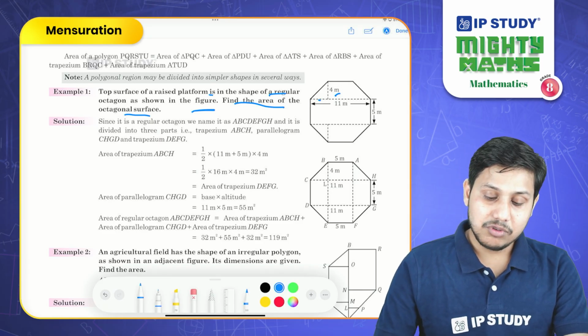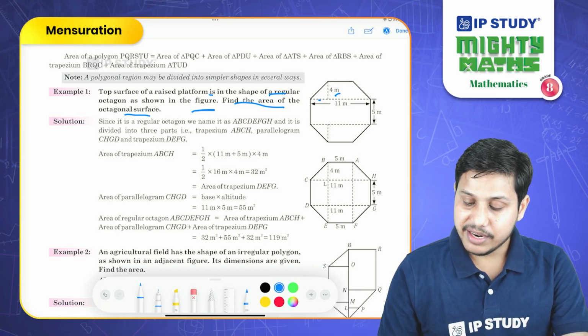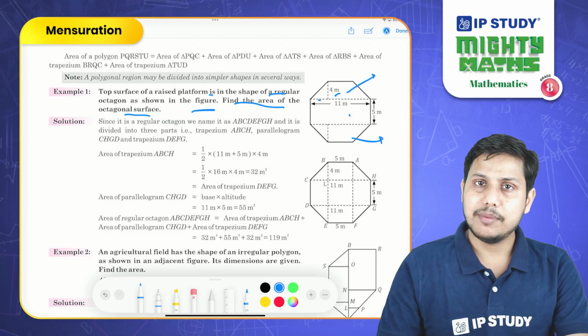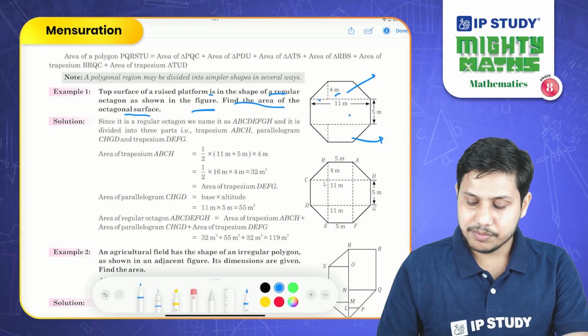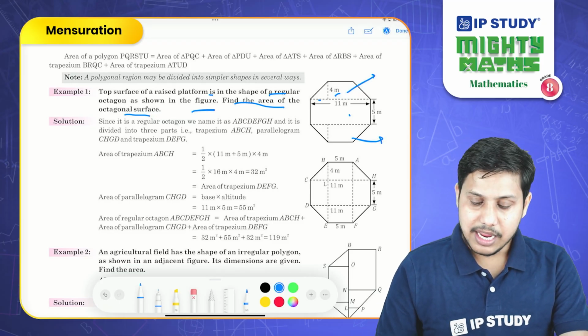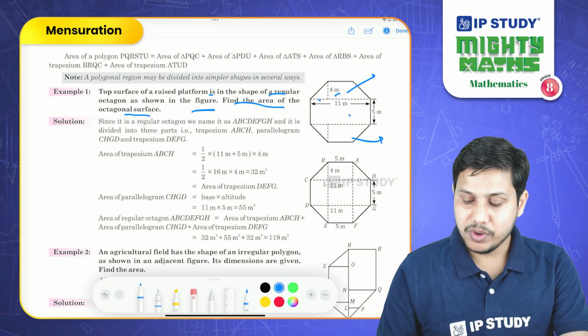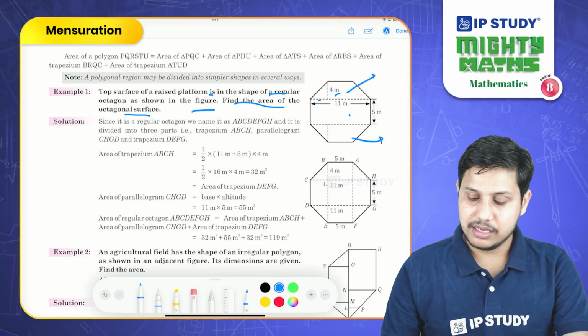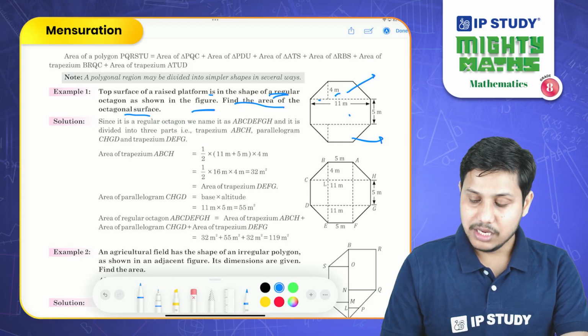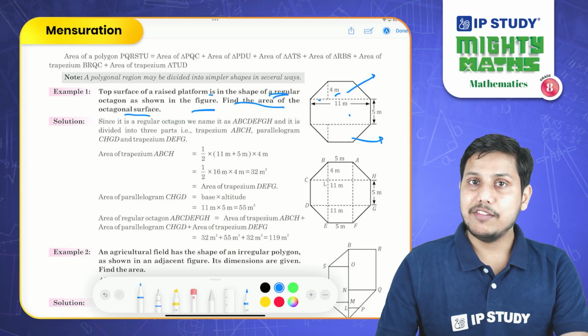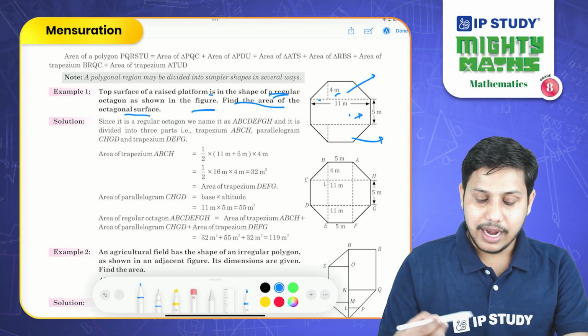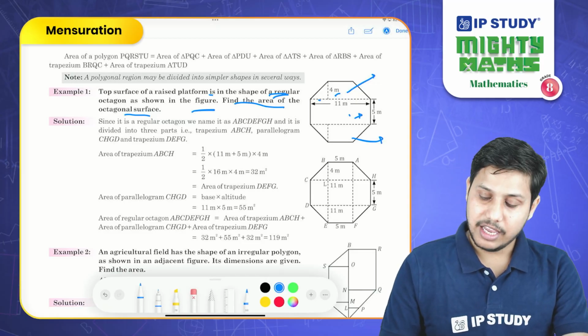In order to find out the area of this octagon, it can be divided into a trapezium, a second trapezium and a rectangle, or we can say a parallelogram. You can consider any one of these. Basically it is a rectangle. Now to find out the area of this octagon, we need to add the area of 2 trapeziums which will have the same areas as it is a regular octagon as mentioned in the question. So we need to find out the area of these 2 trapeziums as well as this rectangle, and then we will add those values to get the area of this octagon.